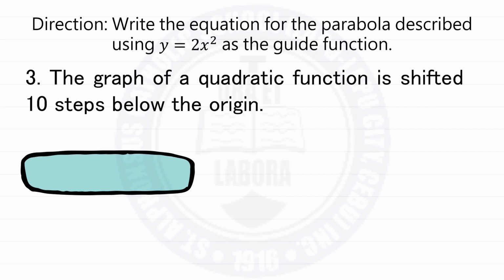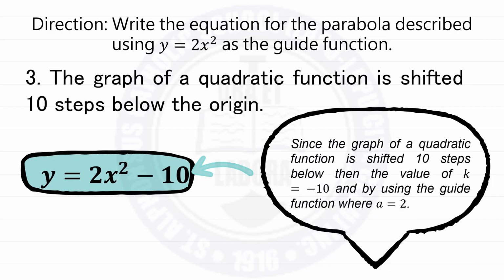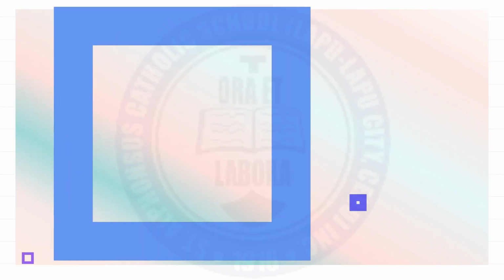Number 3. The graph of a quadratic function is shifted 10 steps below the origin. The equation of the parabola is y equals 2x squared minus 10. Since the graph of a quadratic function is shifted 10 steps below, it means negative, so the value of your k would be negative 10. And by using the guide function y equals 2x squared, where a is 2, we will have our equation of the parabola y equals 2x squared minus 10.